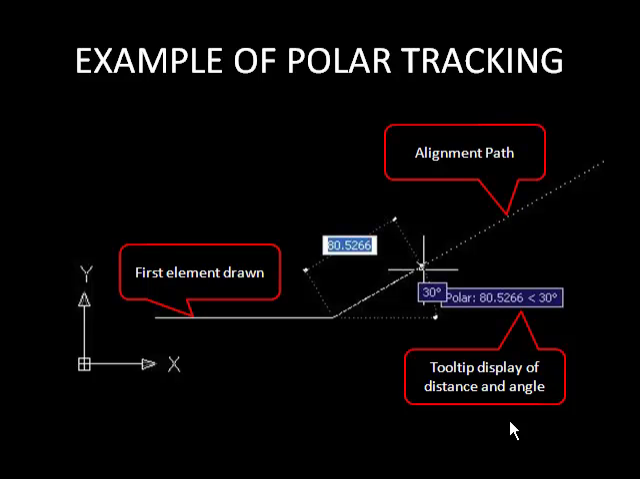Here's an example of your polar tracking. There you have your first element drawn already. And then you can see it draws your alignment path and the tooltip displays a distance and angle. Here we have 80.5266 as the distance at 30 degrees east.